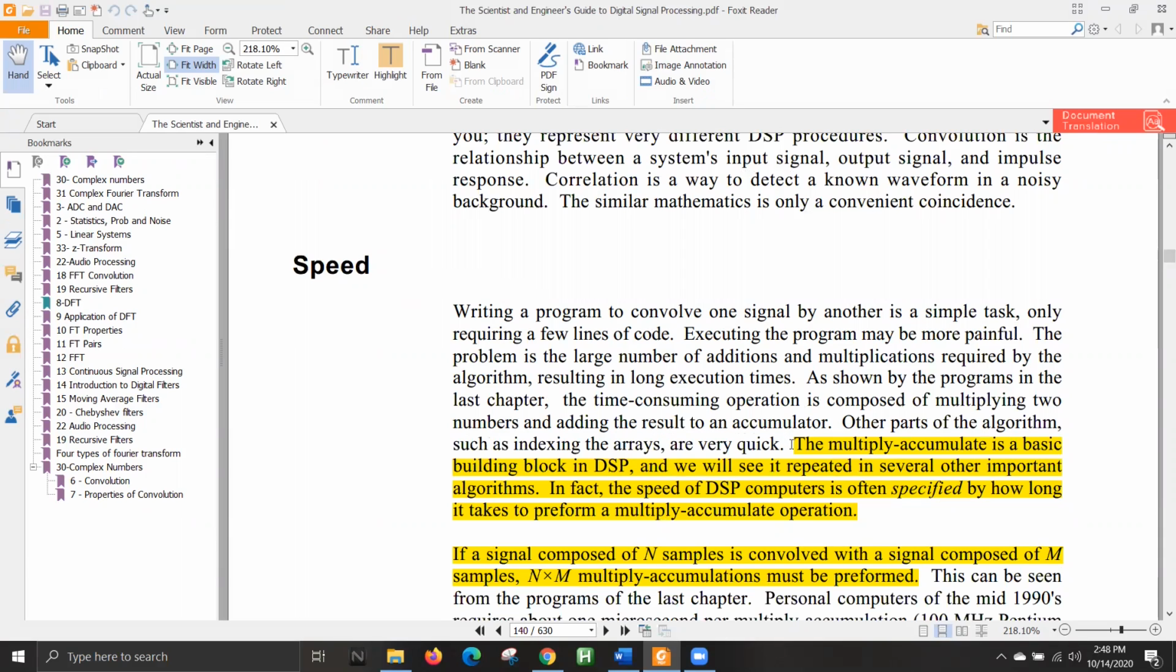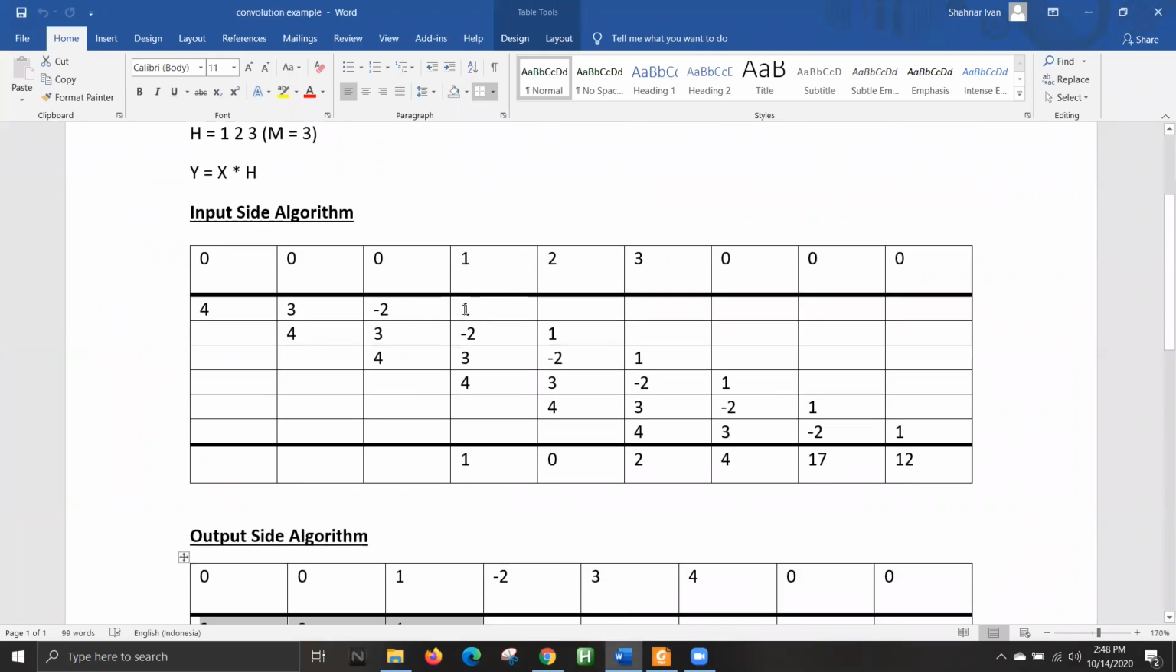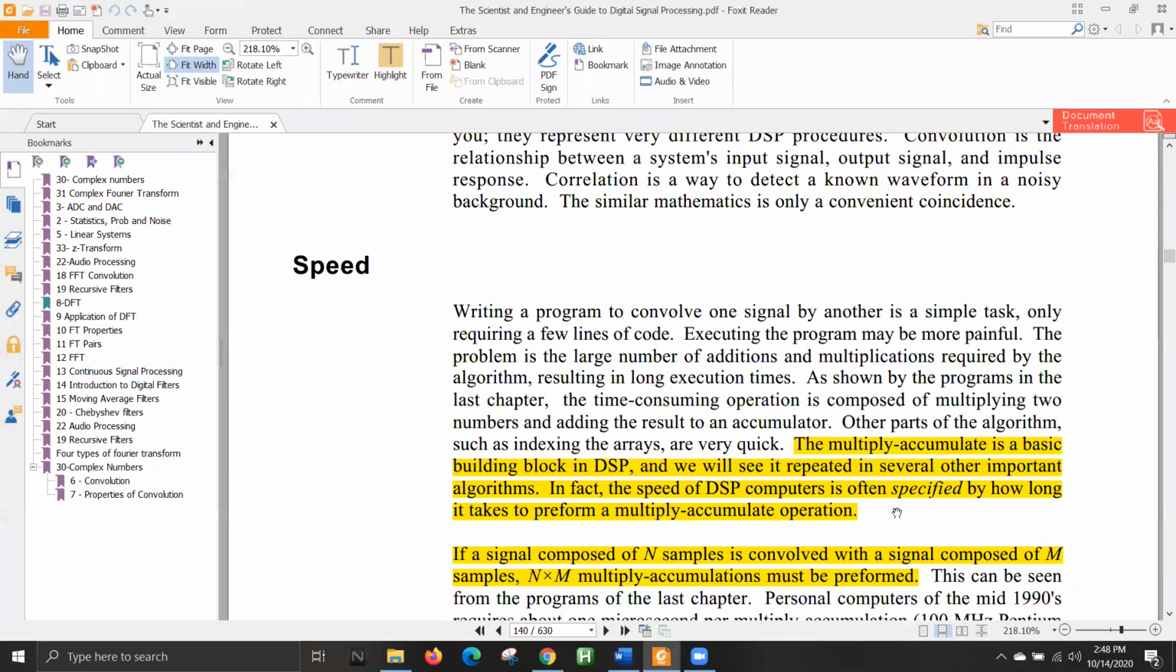If you notice both the input side and output side algorithms, convolution is basically a bunch of multiply accumulate operations. You're multiplying and adding up the results to get each of the values. This type of operation is called a multiply accumulate operation. It is the basic building block in DSP and is used for multiple things: first for convolution, and also for the DFT, the discrete Fourier transform, where the same multiply accumulate operation is used. That's why it's called a building block of DSP.